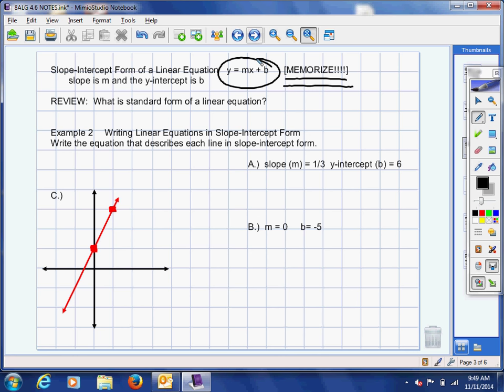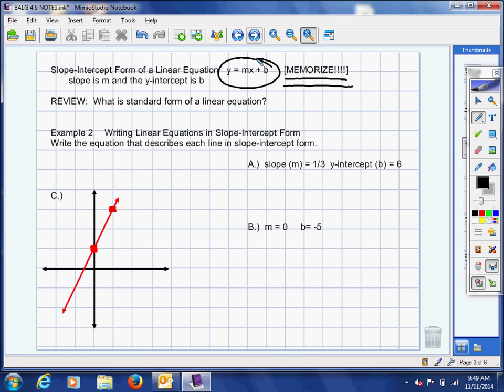This is slope-intercept form, y equals mx plus b. Guys, you can't get any more basic algebra than this. This is just one of those formulas. When you leave Algebra 1, you should know it like the back of your hand. So memorize it, memorize it, memorize it. Y equals mx plus b.